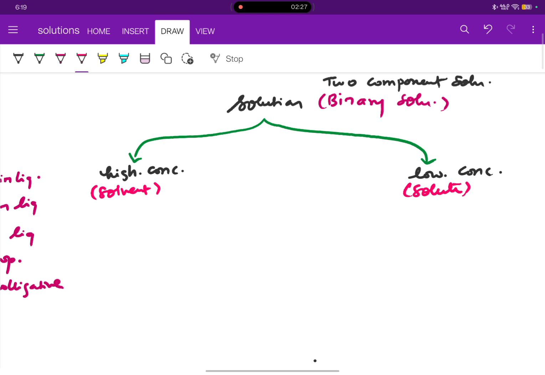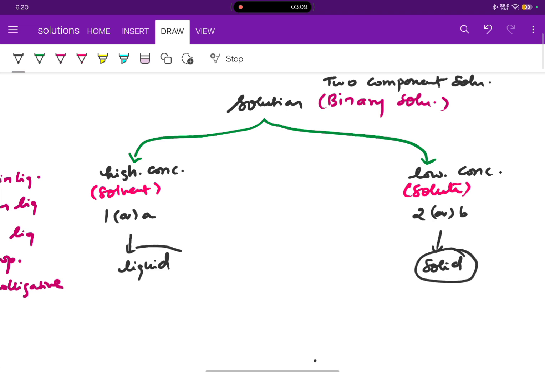As you move with the subject, there is nothing called higher or lower. There will be only two components, component 1 and component 2. That's all. So the concept of high concentration and low concentration will disappear over the learning. Normally we give the number 1 or the small letter A for solvent, number 2 or B for solute. Most of the time, a solute is a solid and a solvent is a liquid. So all our concentration terms are going to talk about solid in liquid solution.